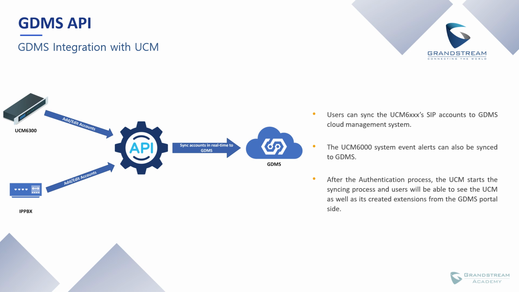On the UCM side, users can go to GDMS settings and enter the credentials of the GDMS account, as well as the API ID and secret key, then click on Authenticate. If successful, users will now be able to select an organization on the GDMS to sync all UCM SIP accounts to. After selecting, saving, and applying changes, the UCM will then start the syncing process. Once the initial sync is complete, you will now be able to see the UCM and its extensions on GDMS, which will have an orange label with the word UCM. Any future creation, deletion, or modification of SIP accounts will automatically be synced to GDMS.